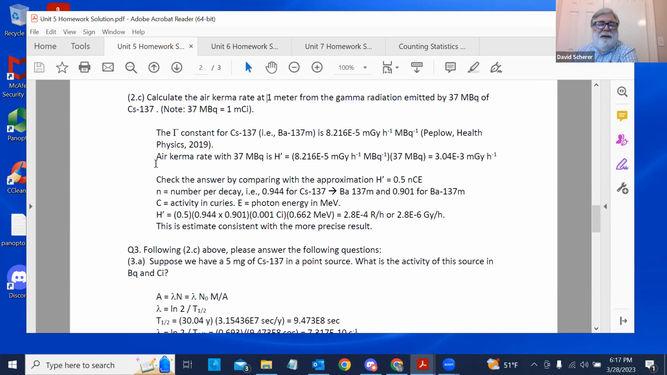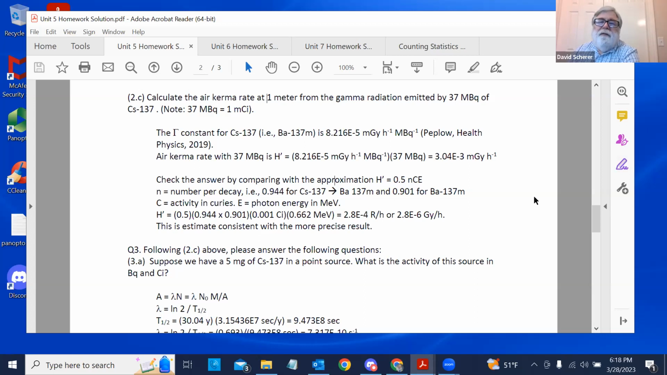Now, I added an additional element here. It's nice to check your answers. I believe in this class we covered a rule of thumb, or I hate that phrase, a typical rule that the dose rate at a meter is 1/2 times NCE. N is the number of photons, C is the activity in Curies, E is the energy in MeV. Alex, have you heard of this rule before? Yeah, I've heard that. I didn't know it off the top of my head though.